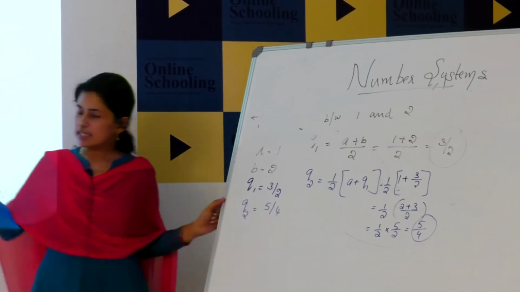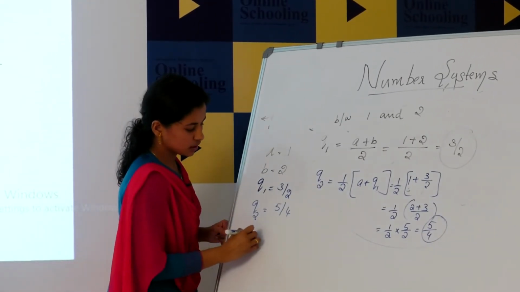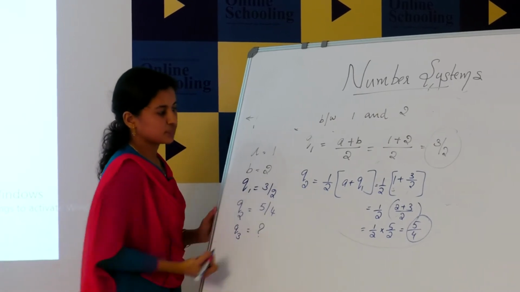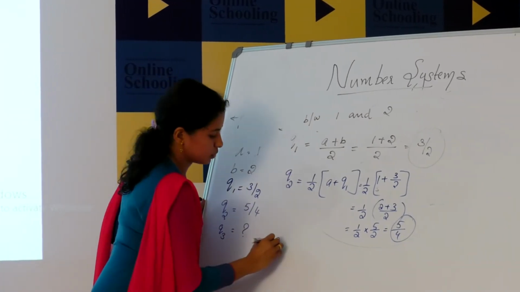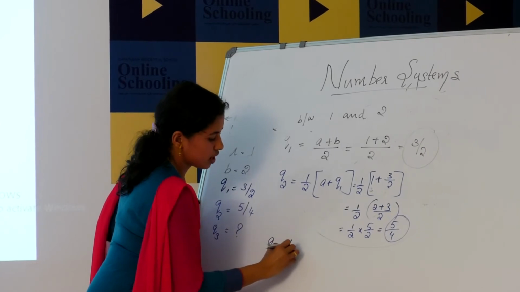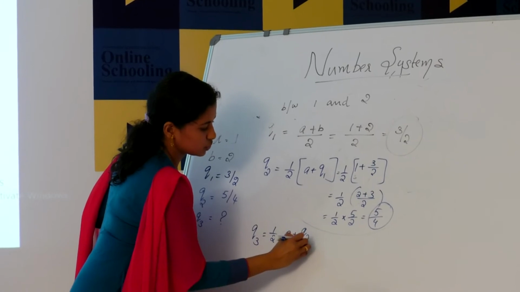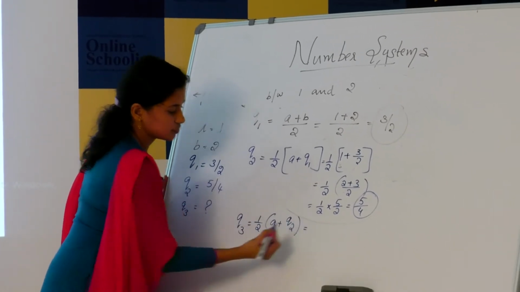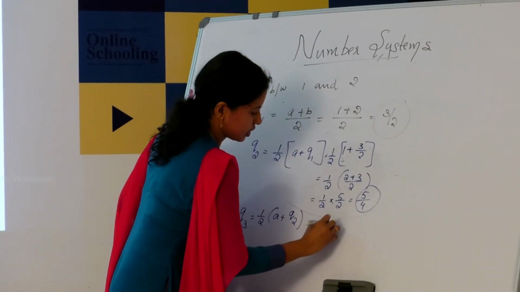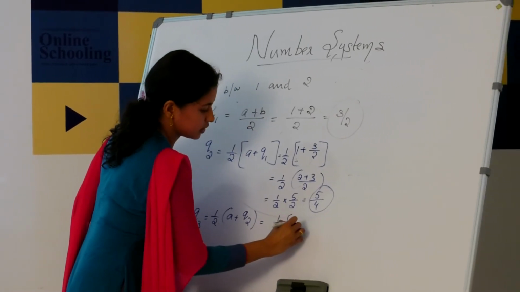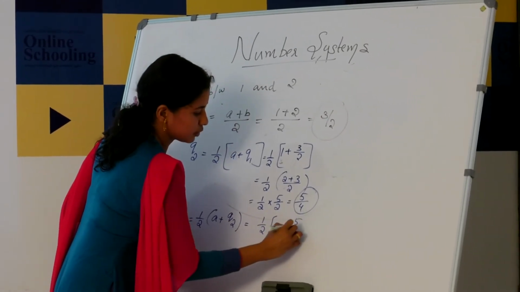In the similar way, how will we find Q3? Here Q3 is equal to half into (A plus Q2). That is half into, what about A? It is 1 plus 5 by 4.